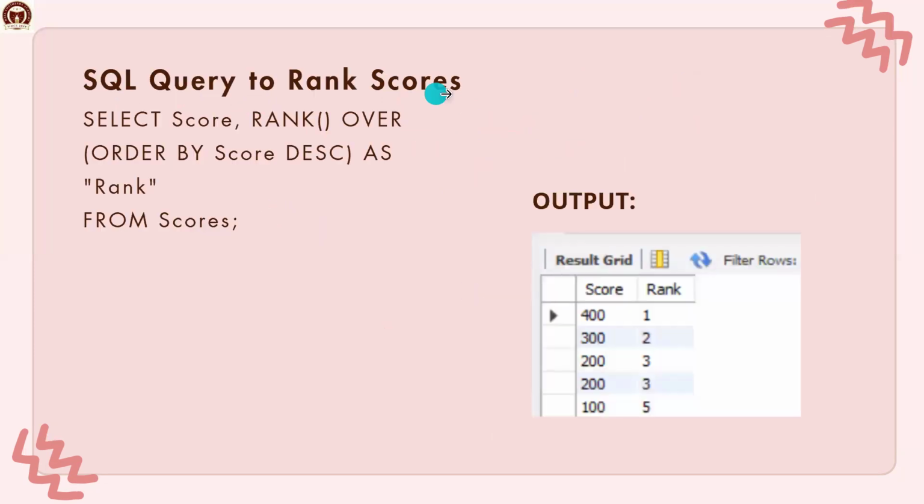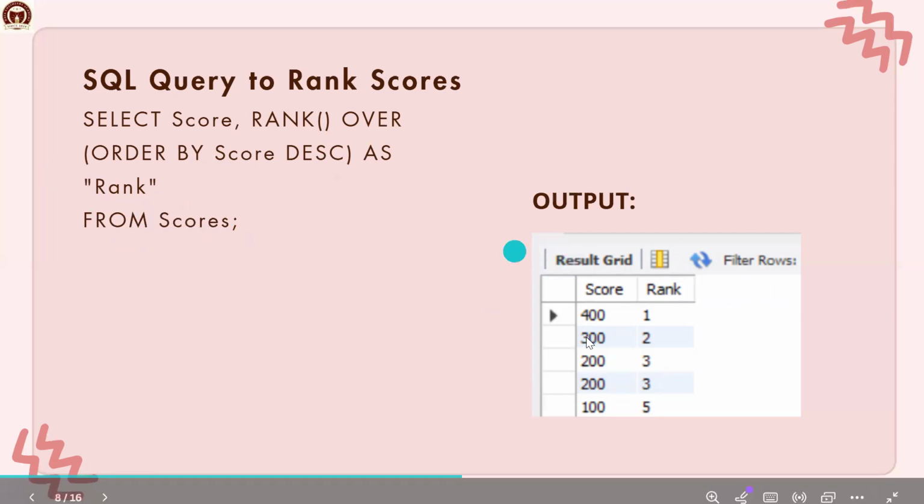Here is the SQL query to rank scores: select score, rank over order by score descending as rank from scores. The select statement retrieves the score column from the scores table, and rank over order by score descending computes the rank for each score based on descending order. The meaning is higher scores get lower rank values. As rank assigns an alias rank to the calculated rank. From scores specifies the table from which to retrieve the data. Here is the output.